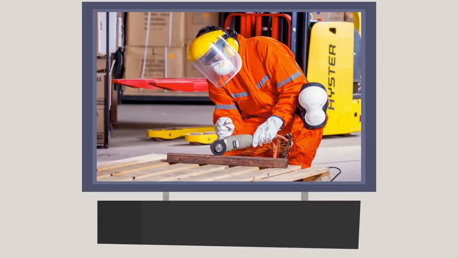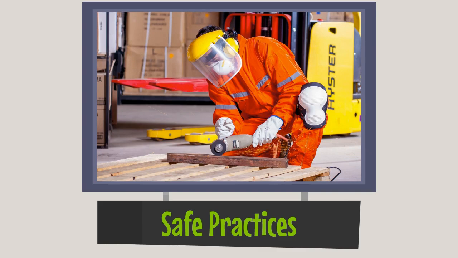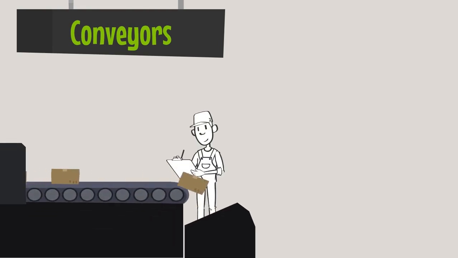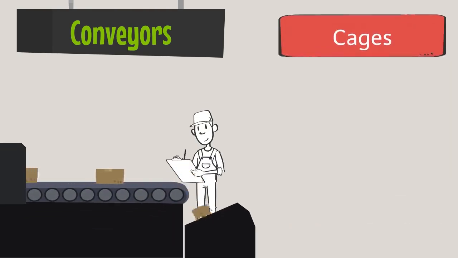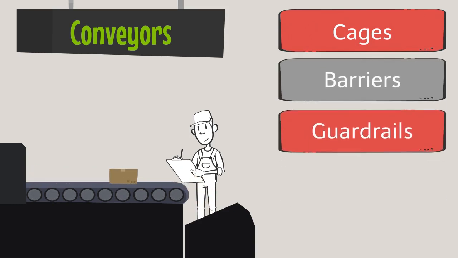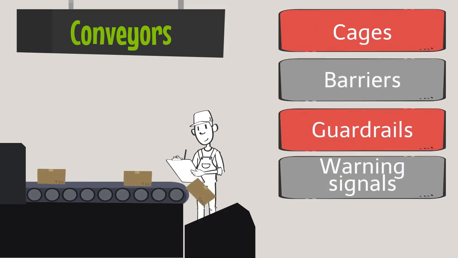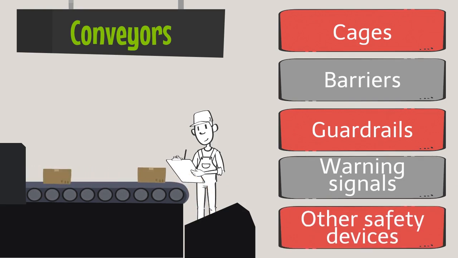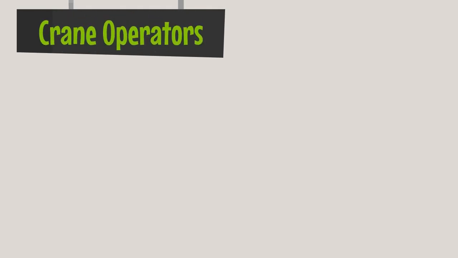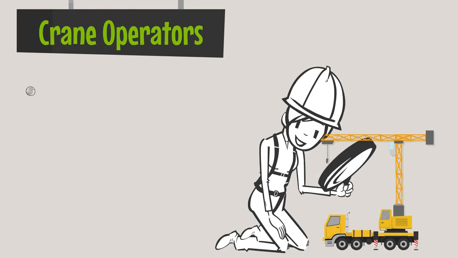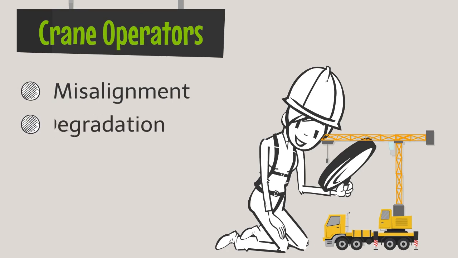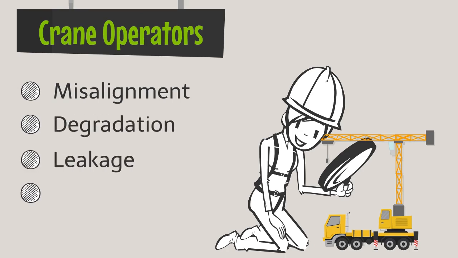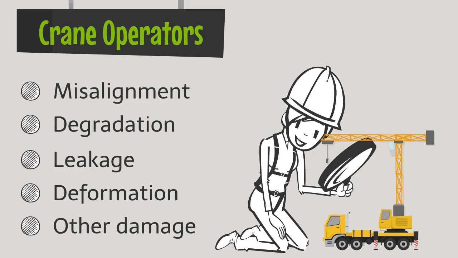Safe practices must be followed to operate the different types of equipment. For conveyors, safety precautions include making sure all safeguards and guards such as cages, barriers, guardrails, warning signals, and other safety devices that are needed are in place and operational. Crane operators must inspect cranes on a daily basis for any misalignment, degradation, leakage, deformation, or other damage.